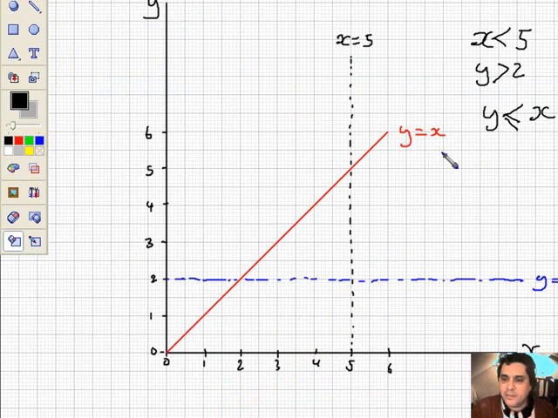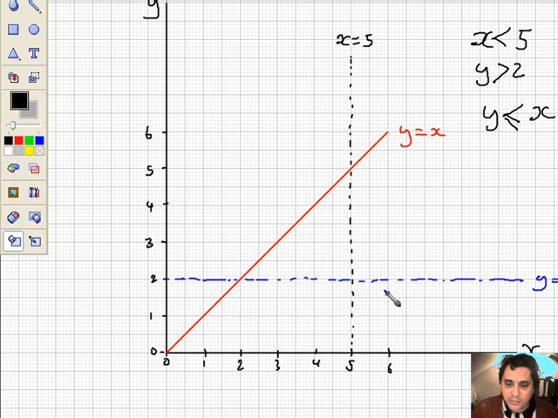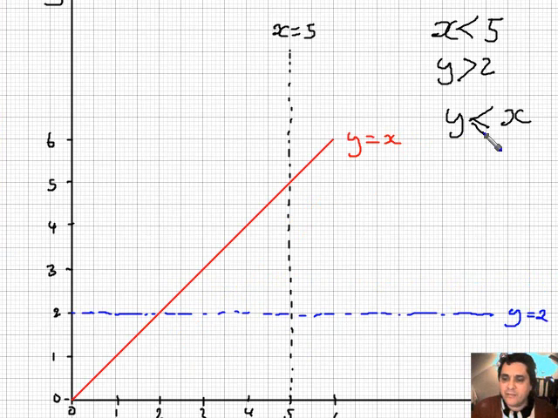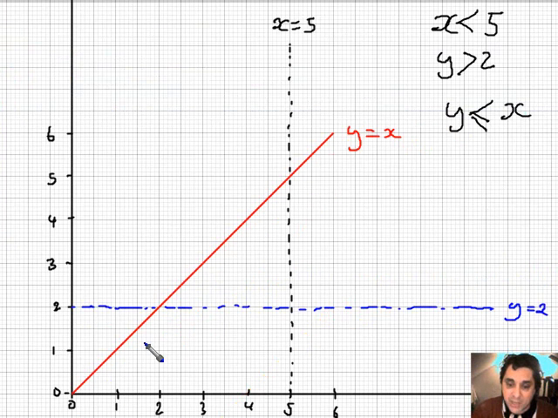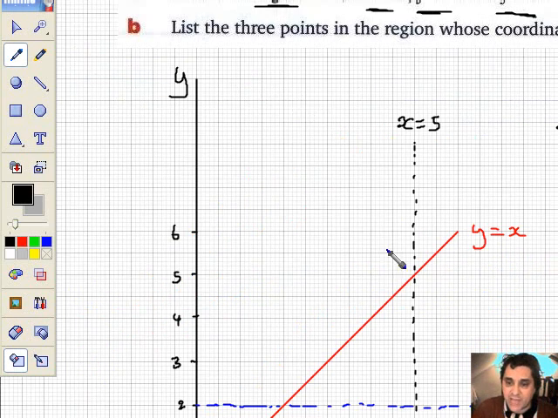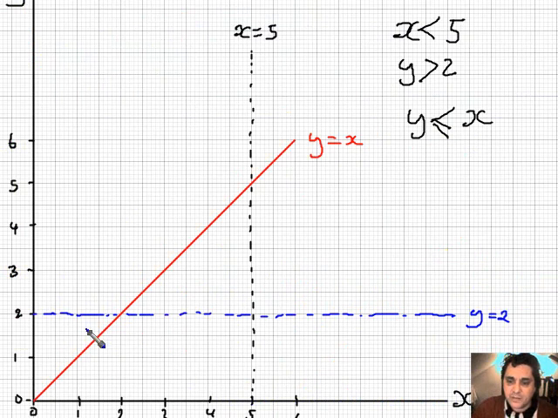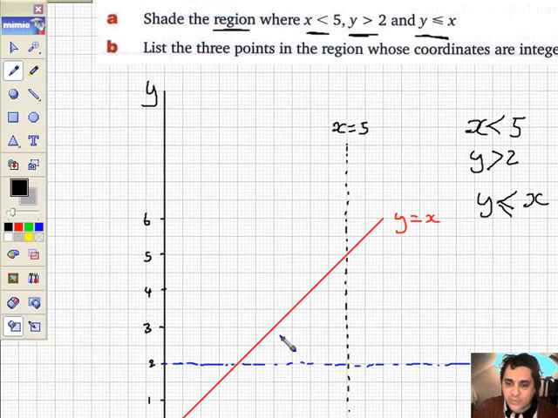Alright? But not everything. I've got to be above the y equals 2. So in other words, I mustn't go below the blue line. Alright? And finally, my y has got to be less than or equal to my x. In other words, below the red line. So let's just recap. I've got to be to the left of x equals 5. I've got to be above y equals 2. And I've got to be below y equals x.